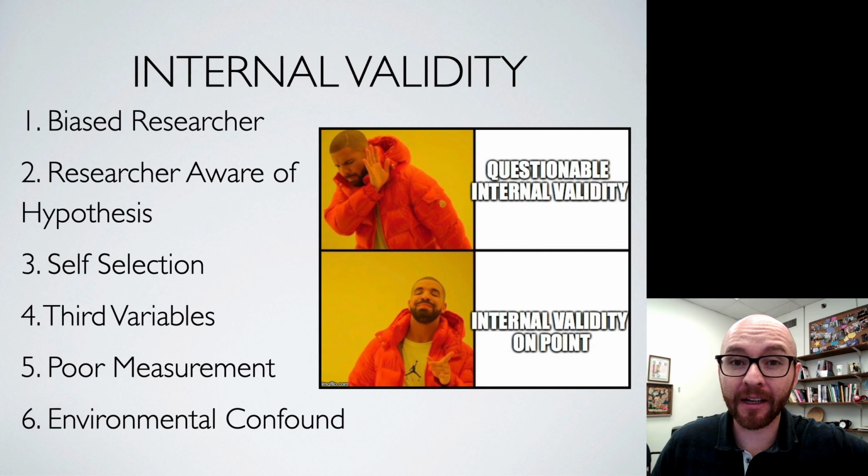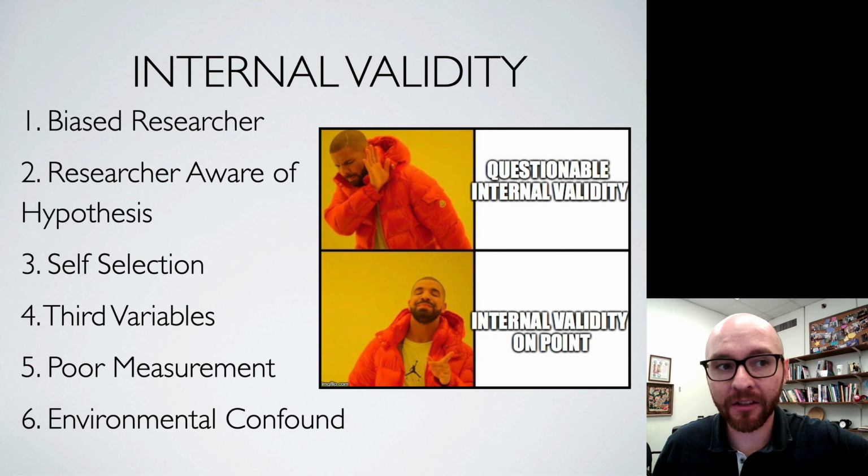You want to make sure you don't have a biased researcher. Make sure that, this is an alternate explanation to your finding, right? Maybe you didn't find that fat increases intelligence. Maybe you found that it's not that. It's just that you have a biased researcher. Maybe that's just the case. In addition, you might have a researcher that's aware of the hypothesis.